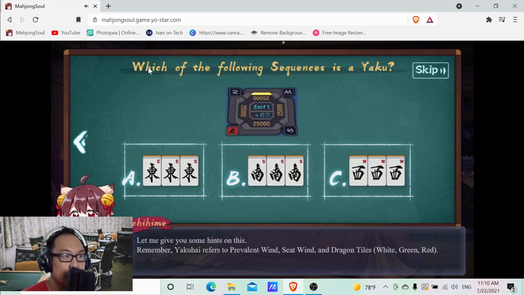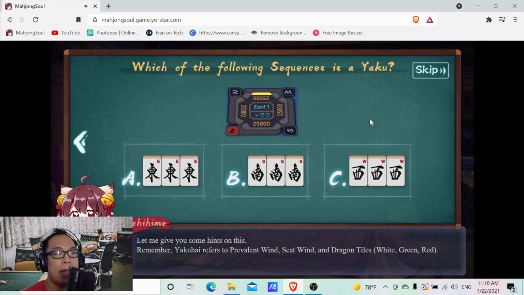Okay. So it's going through another quiz, and basically, which of the following sequences is a yaku? Okay, so it shows you here. So the thing of it is that it's east round, and you're east. So what I'm guessing is that which yaku would be better for you?